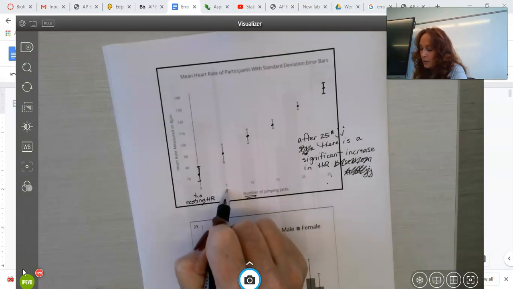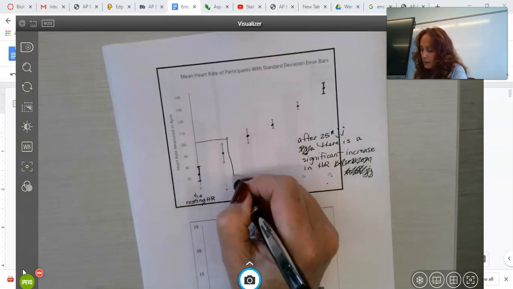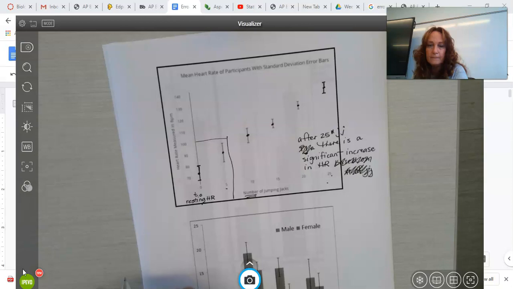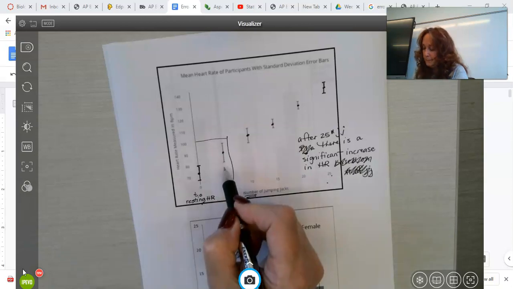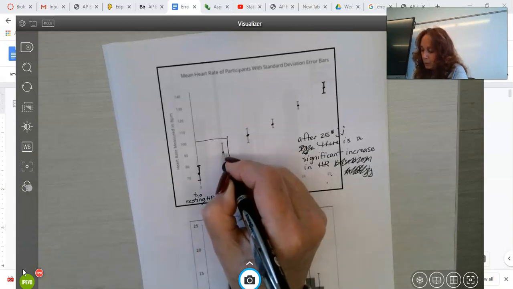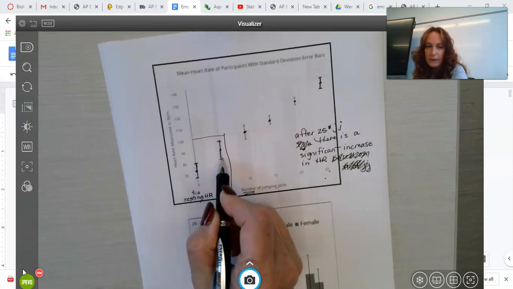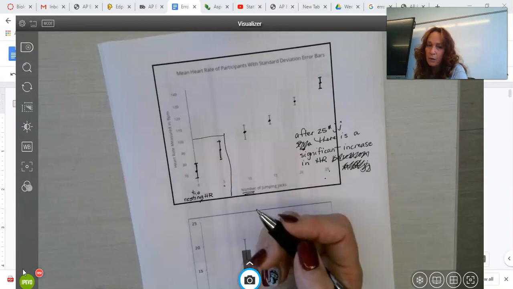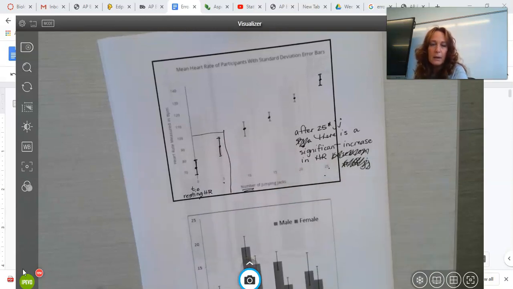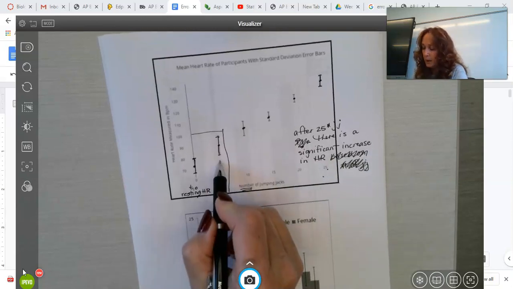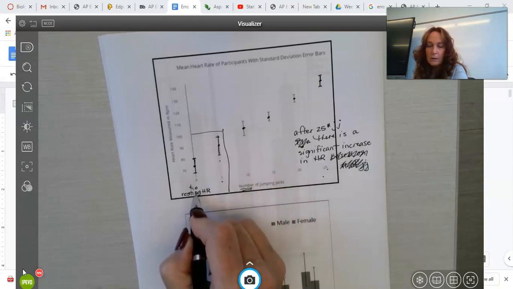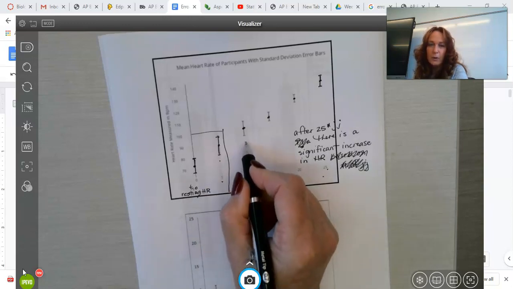After 5 jumping jacks, is there a significant increase? Nope. Because they belong to a group of means which includes each other's data, even if it's barely. So there's no significant difference after 5 jumping jacks when you compare it to time 0. What about for when there's 10?